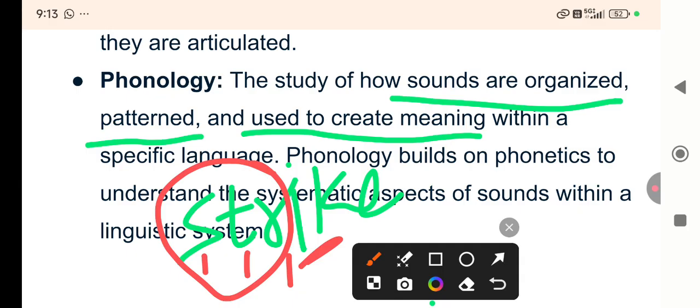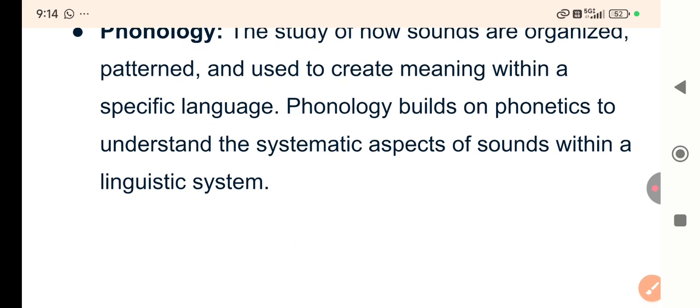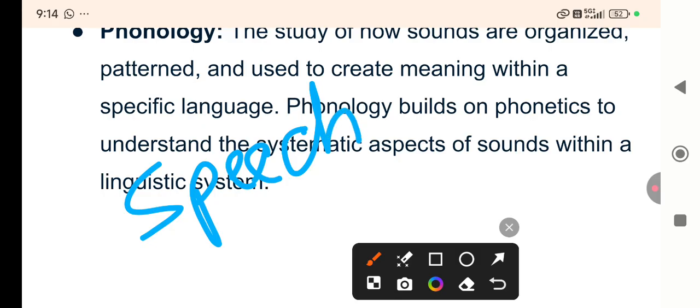Suppose there is one word where the vowel is changed, so that sound will be different, and there is no meaning of this word. So that's within a specific language. I gave an example today in the class. In Punjabi we generally say it differently; in English that's speech, right? But Punjabis say it differently. So that is the difference.